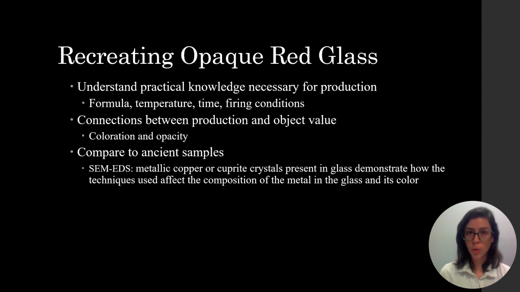Ultimately, I plan to compare the glass I create to ancient samples with the help of scanning electron microscopy and energy dispersive X-ray spectroscopy, or SEM-EDS, which will show the metallic copper or cuprite crystals present in the glass and demonstrate how the techniques of glass making affect the composition of the metal in the glass and, ultimately, its color.